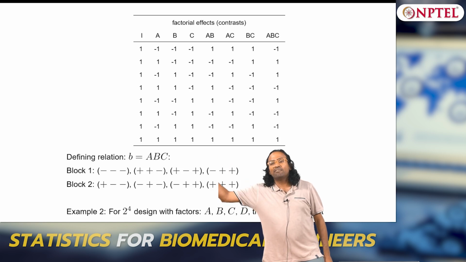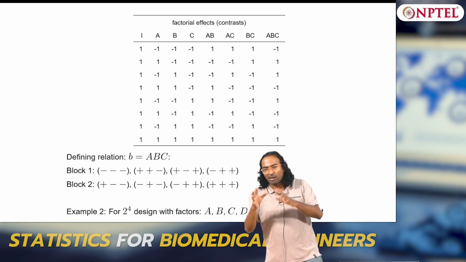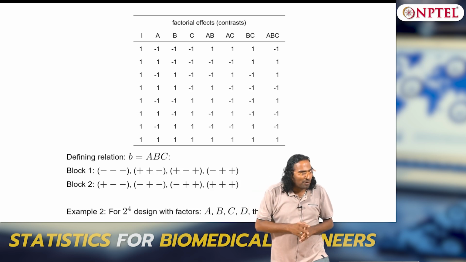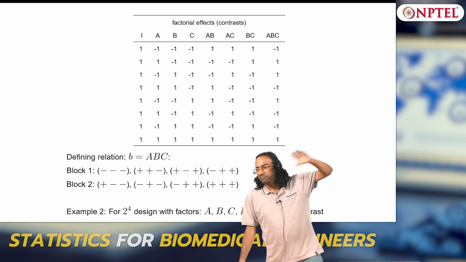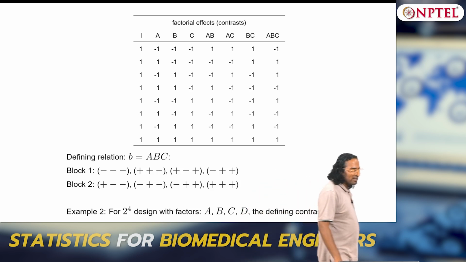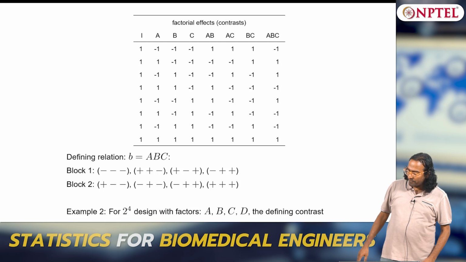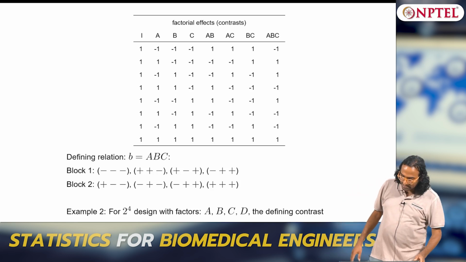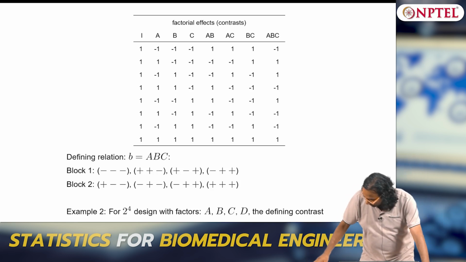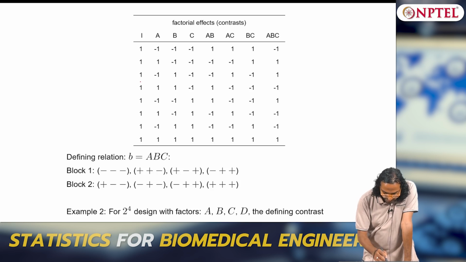I can do away with the ABC interaction. Why? If I know AB, BC, CA, some combinations of them which are important, then I can do away with ABC. So usually what is done is that your highest order interaction, you call it the defining relation, which is nothing but ABC multiplied. Okay. So what is this experiment?